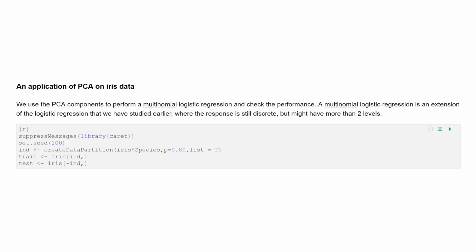We will need the library caret, and then we are going to create a data partition to split the data into training and testing. We are going to use the library psych to create the pairs.panel.